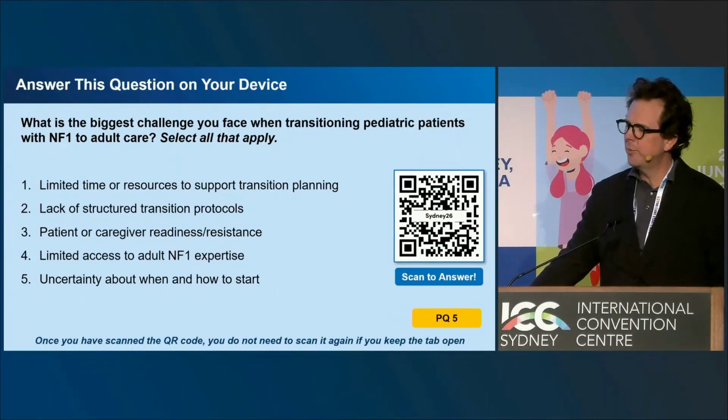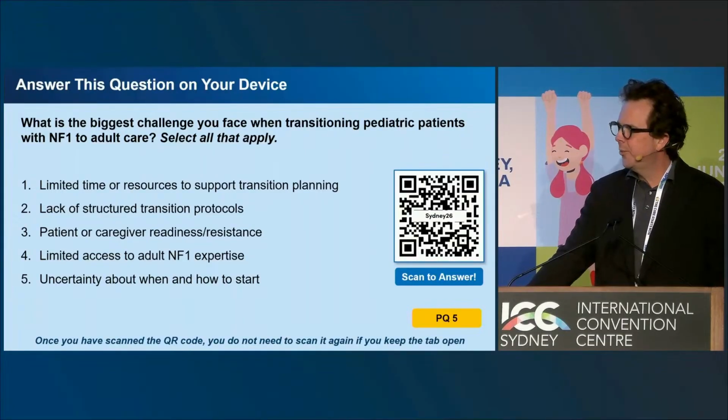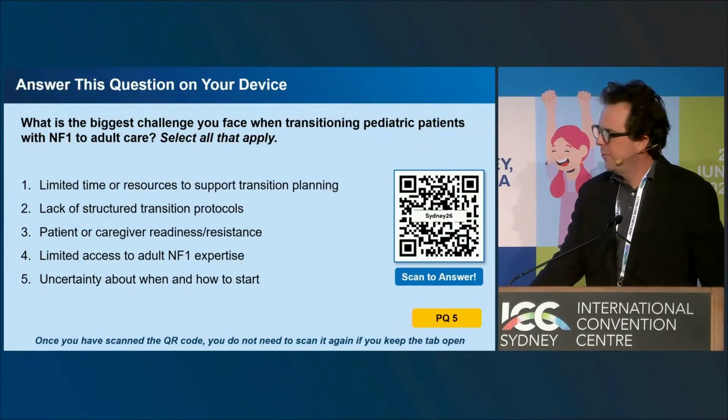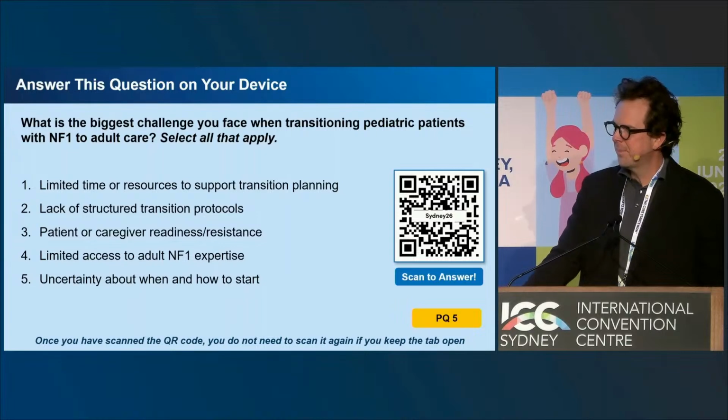And I was wrong, sorry, next question. What is the biggest challenge you face when transitioning paediatric patients with NF1 to adult care?